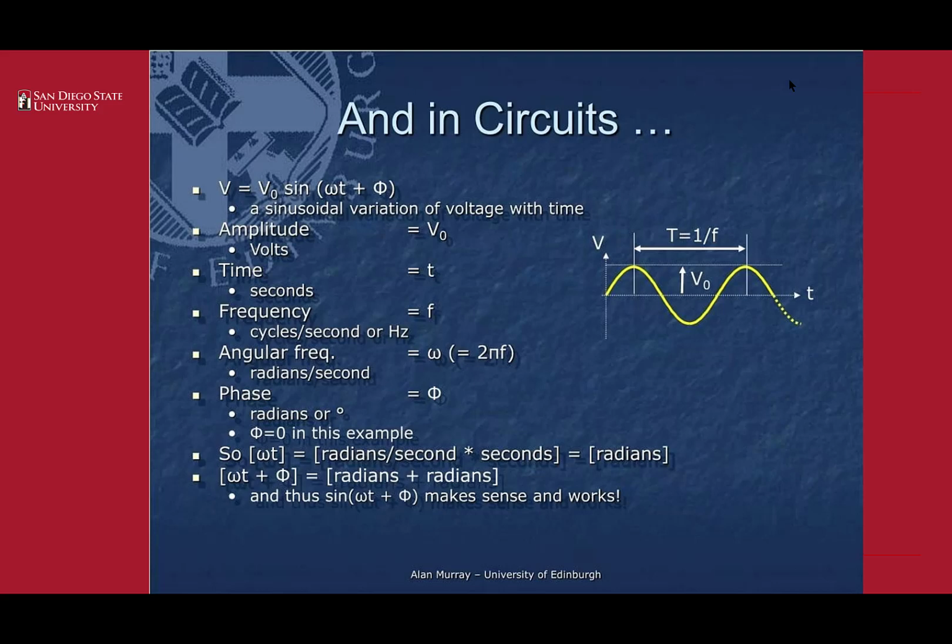And if we write the generalized form we had in the previous slide in a more generic way, especially for electrical circuits and electrical signals, we get V, which stands for voltage, equals V0 times sine of omega t plus phi. This tells us the sinusoidal variation of voltage over time.